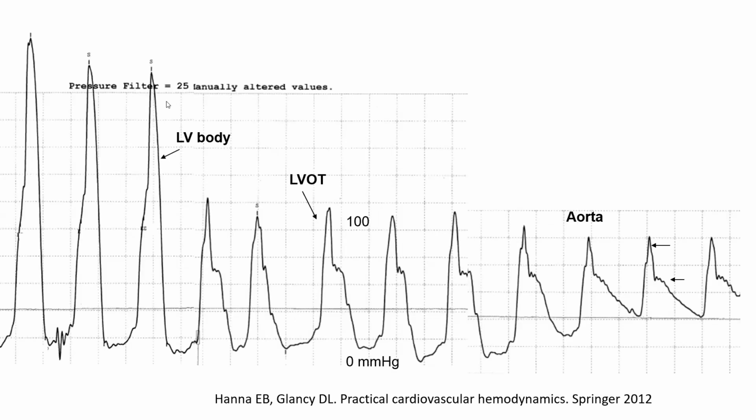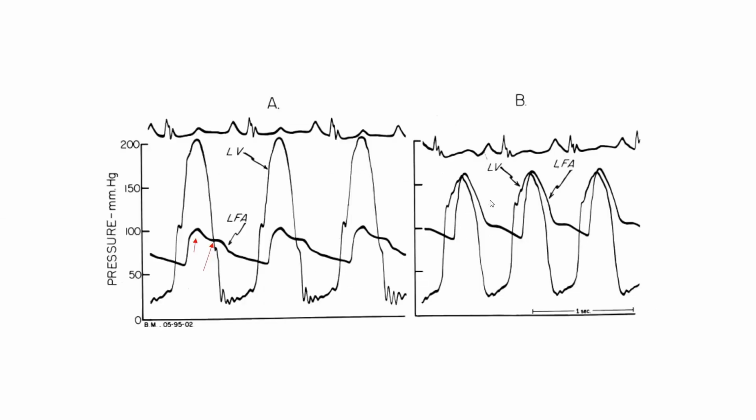This is an example of a pullback in HOCM with a resting gradient. The LV past the point of obstruction will have a spike and dome morphology as opposed to a late peaking morphology, and the aorta will maintain that spike and dome morphology. So this is not a pullback across the aortic waveform. What is this? In this case, the spike and dome disappeared. So it's not pullback. In this case, the obstruction disappeared.